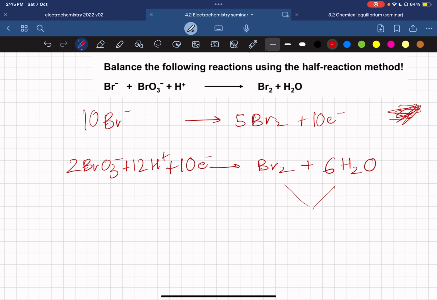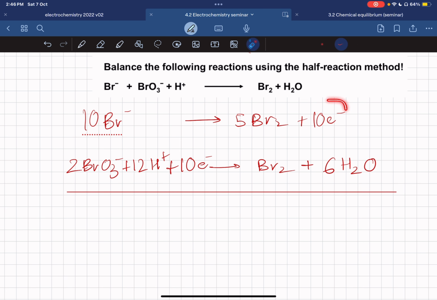I know there's a lot of steps here, but this is what we got to do, and that's why I think that you're not going to get this type of question. Now we can add these two equations, okay? So let's add them just like that. We add them, and clearly 10 e minus and 10 e minus are on opposite sides, so we cancel them both out. Boom, boom, boom. Cancel those two out.